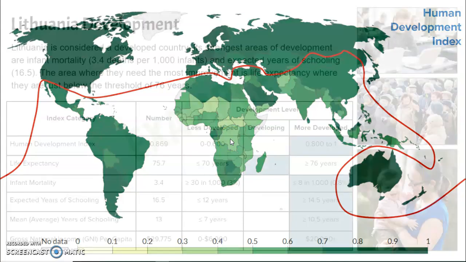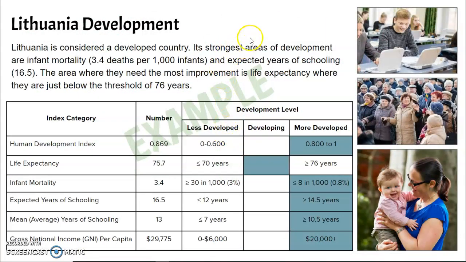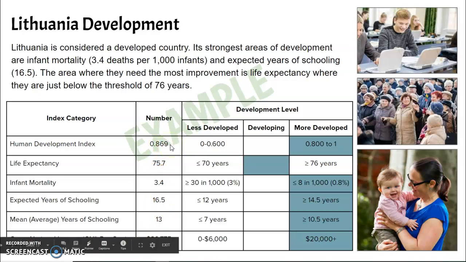Okay, so here's an example of the slide you'll do for your presentation. This is based on Lithuania. It's considered a developed country. So I went through, and there's a link that you'll have on this slide template that you can click to go to the UN page, and this is the information from the UN page. I'll show you how to do that in just a minute.